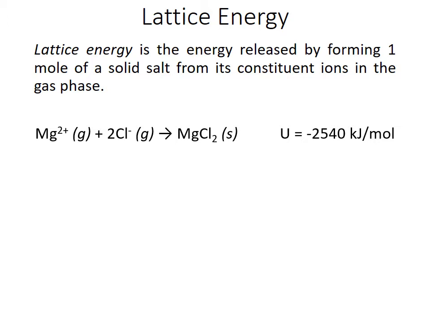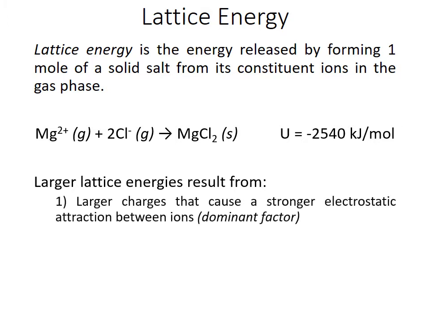U is the symbol for lattice energy, the energy change associated with this, and it is minus 2,540 kilojoules per mole for magnesium chloride. This is quite exothermic. Larger lattice energies result from 2 factors.